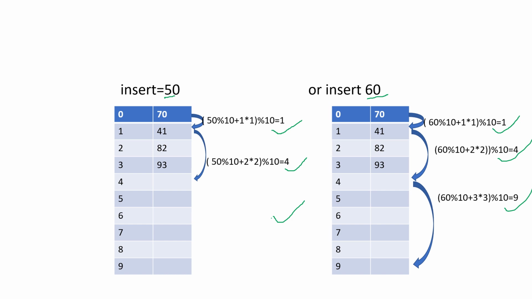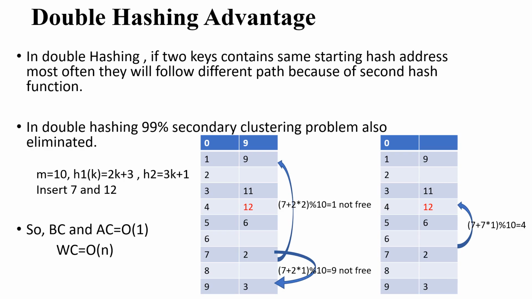Primary clustering is resolved by quadratic probing; secondary clustering I'll explain in double hashing. Double hashing resolves both the primary and the secondary clustering. So I'll explain the double hashing advantage: it resolves both problems, primary as well as secondary clustering. So here there is no problem. Here 99% of the secondary clustering problem is eliminated, but still one more percent is there.